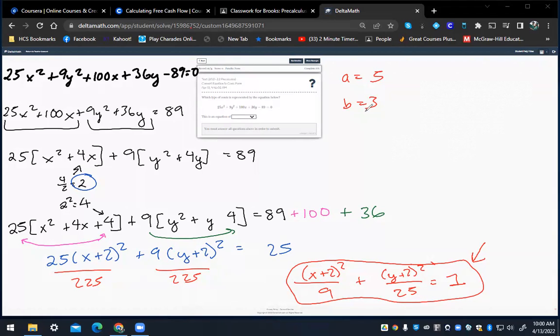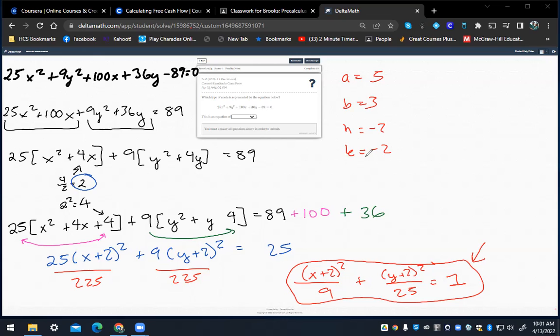I mean, we can hand graph it. It's not a big deal. All right, so we got A, we got B. The next thing we need to know is our H and K values. What are they going to be? 2 and 2 or -2 and -2. Exactly.